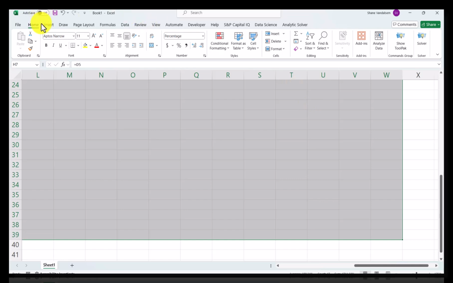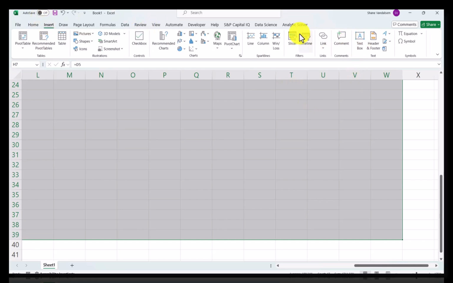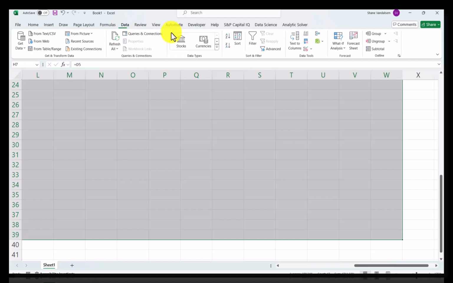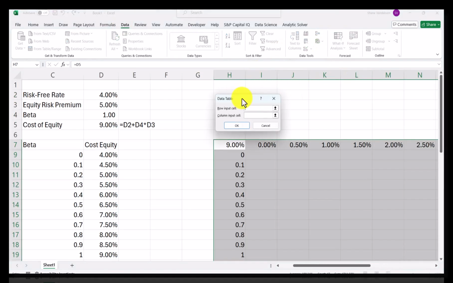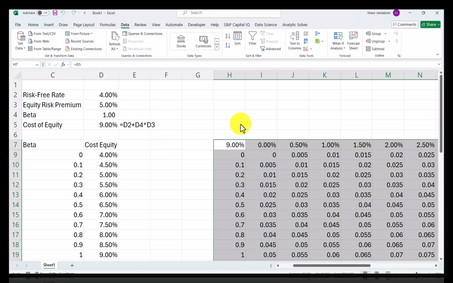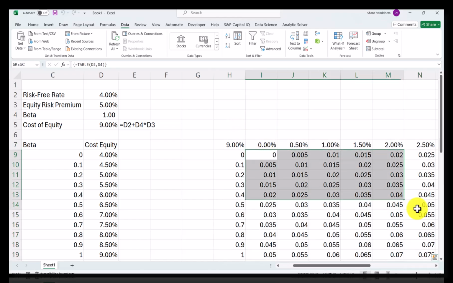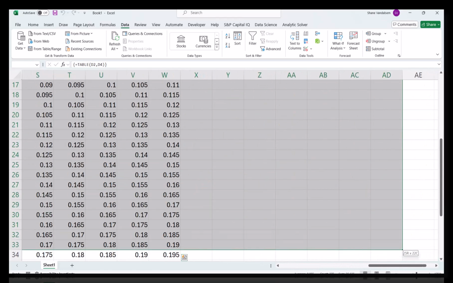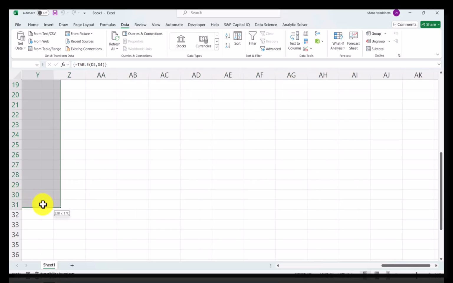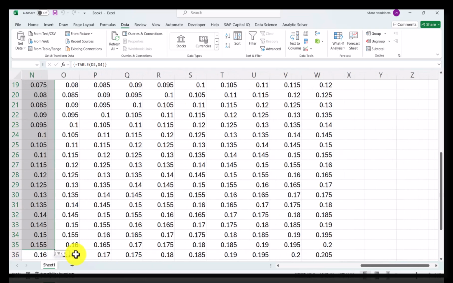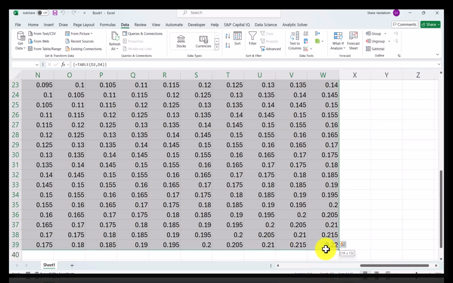And then I'm going to go to insert. Oh, excuse me, not insert. I'm going to go to data, what-if analysis, data table. So now my row input cell is going to be my risk-free rate, because that's what I put in the first row here. And my column input cell, just like before, is going to be that beta. So now we get estimates for different levels of the risk-free rate and different levels of beta.